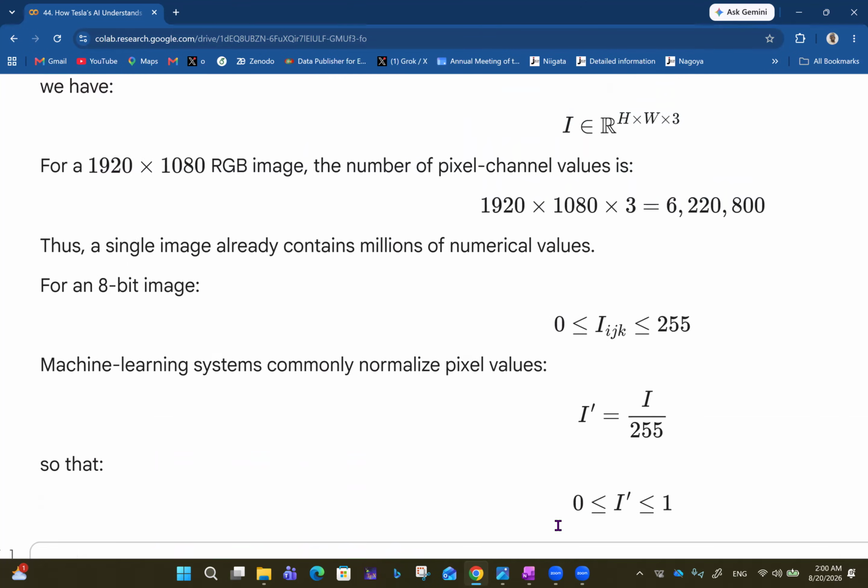So for an 8-bit image, I sub ijk, where I'm talking about the height, the width, and the color channels, lies between 0 and 255. Machine learning systems commonly normalize pixel values as I prime equals 1 over 255 times I, to keep I prime between 0 and 1.